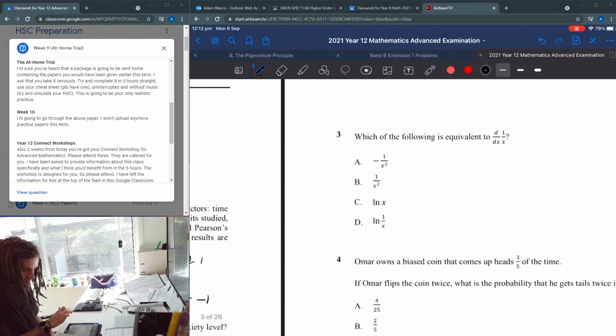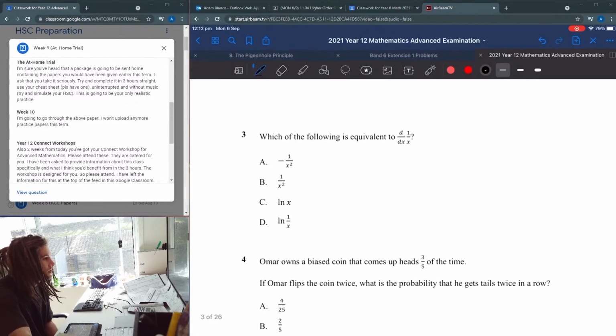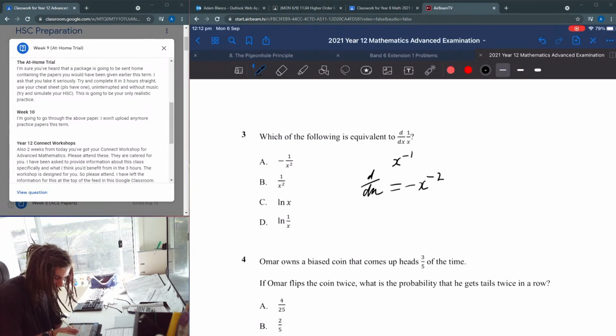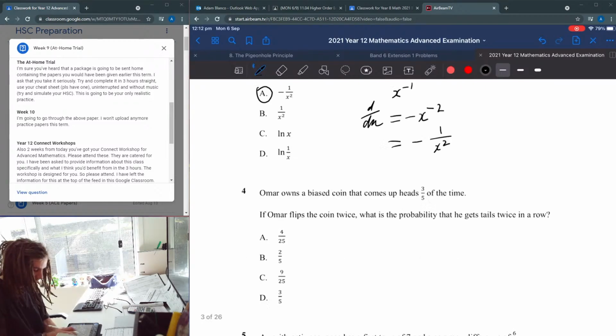Which of the following is equivalent to the derivative of that? Whenever you got something like this, rewrite it like this. The derivative is going to be equal to, so I drop the power, times by the front, that's the same as -1 on x squared, so that's A.